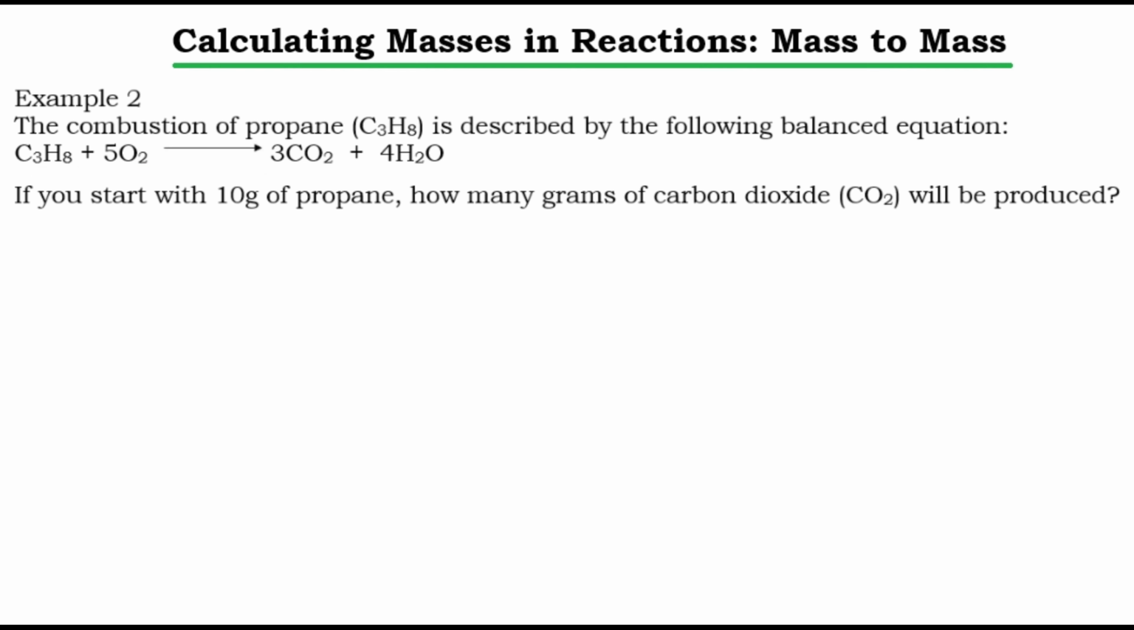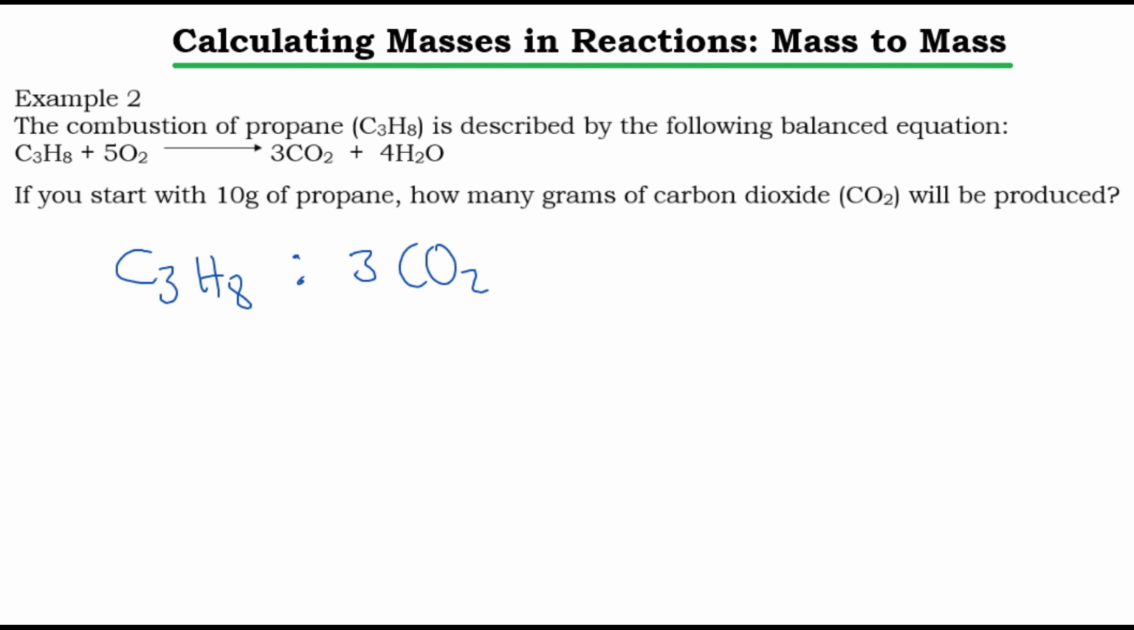The next thing is we need to construct two ratios and set them equal. One ratio will come from the balanced equation, the other ratio will come from the problem. Then the ratio will be between the given quantity, in this case propane, and the wanted quantity, which is carbon dioxide. So propane, C3H8, to 3CO2.